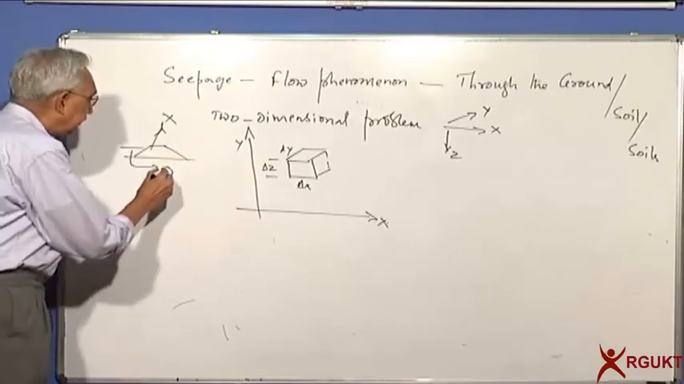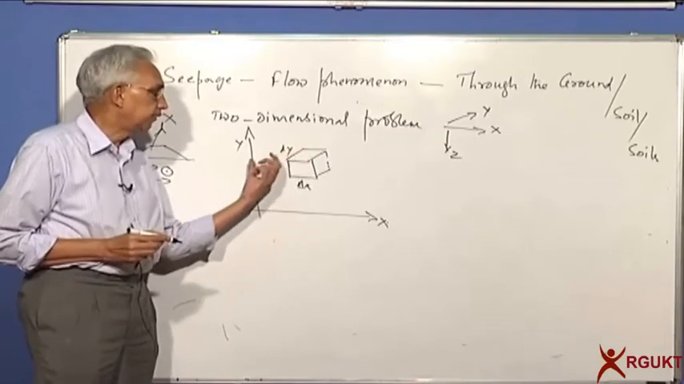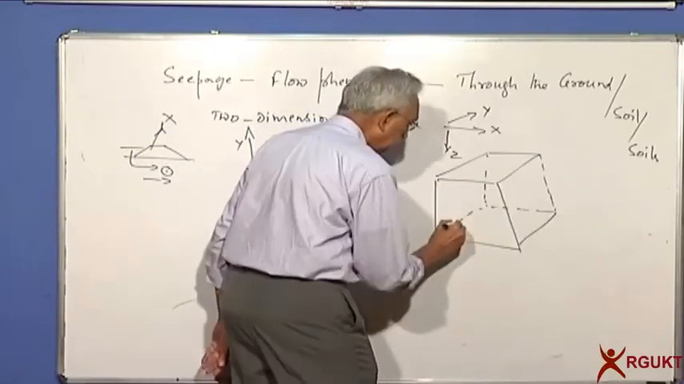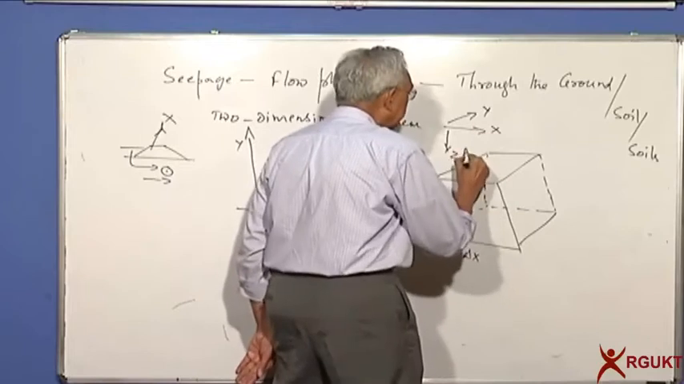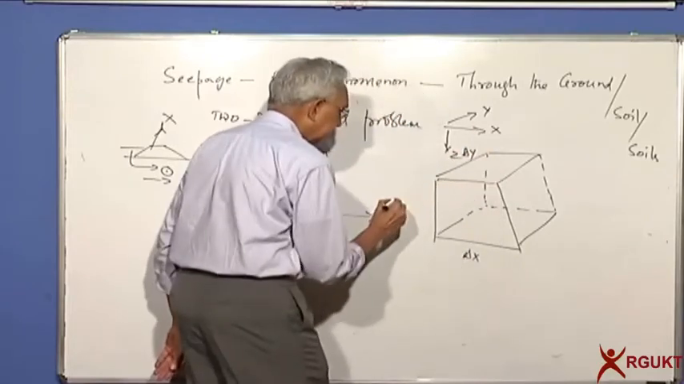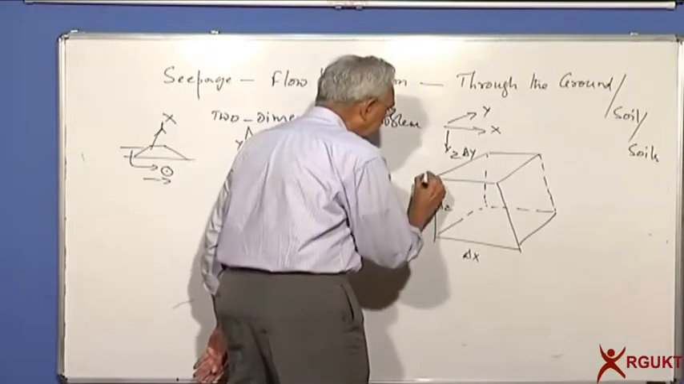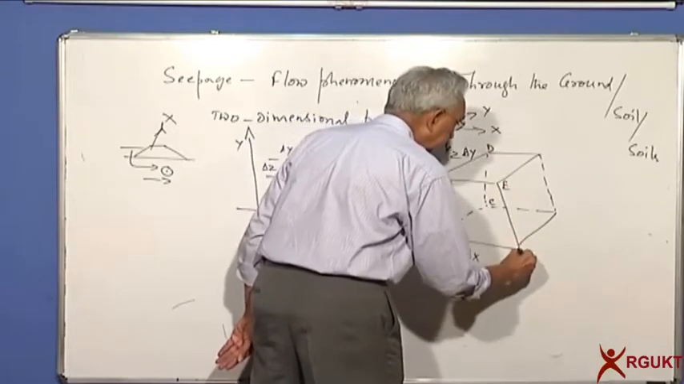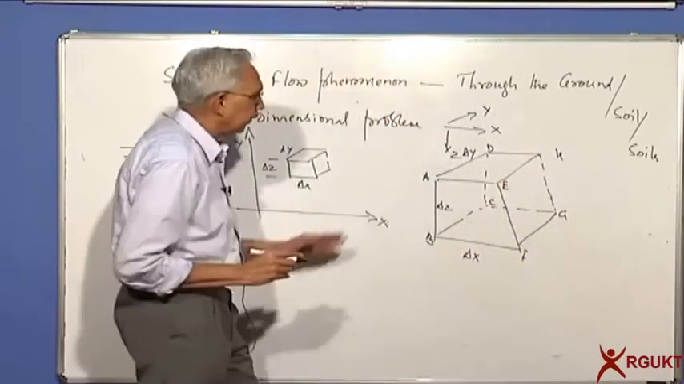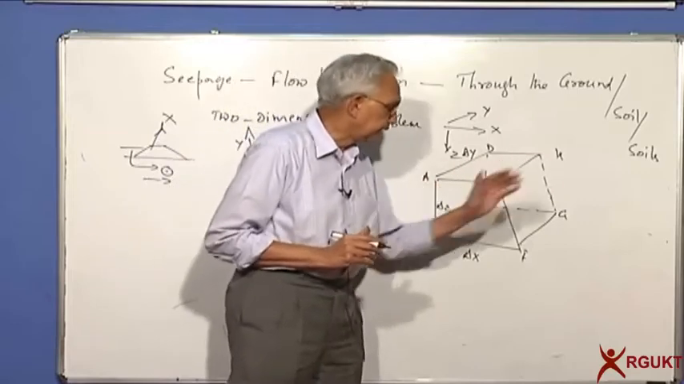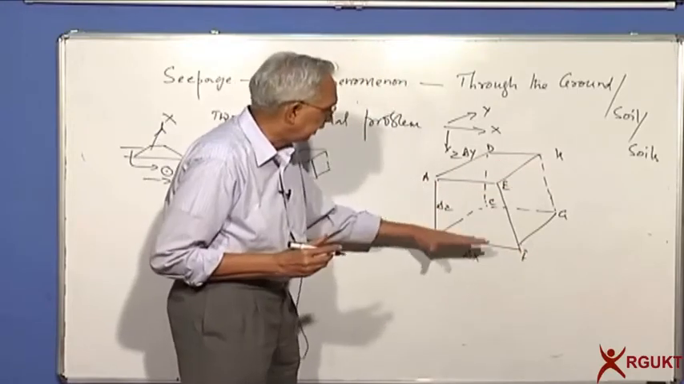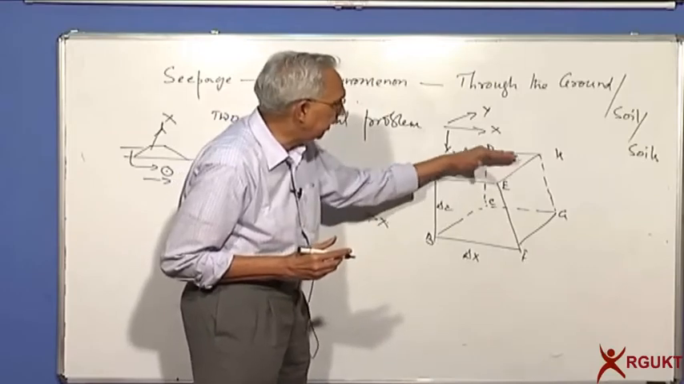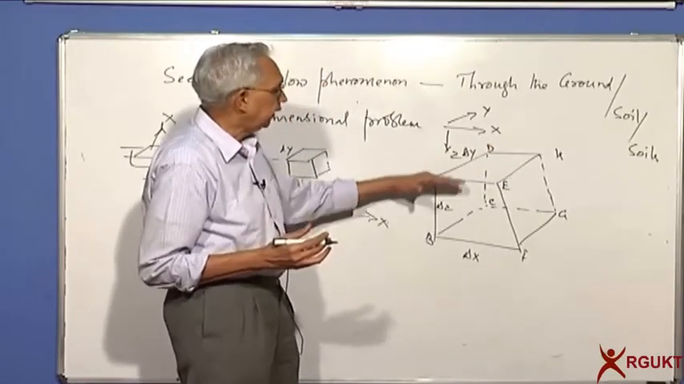I want you to visualize this element of size delta x, delta y, delta z, a small infinitesimal element. Let me enlarge that. So this is delta x, this is delta y, and this dimension is delta z. Shall I call these A, B, C, D, E, F, G, H. A, B, C, D is one plane, E, F, G, H is another plane in the direction delta x, and similarly B, F, G, C is a horizontal plane, and A, E, H, D is another horizontal plane at a height delta z.